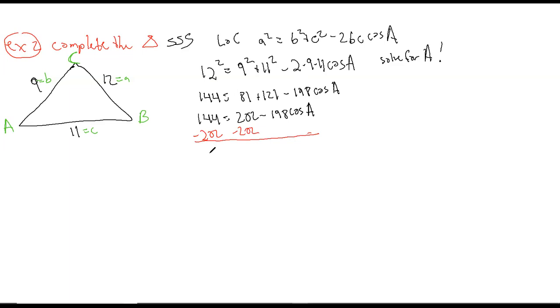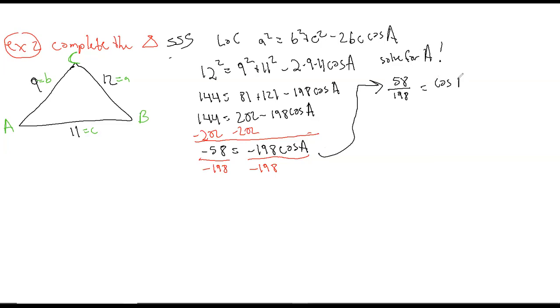144 minus 202, that's negative 58, equals negative 198 times the cosine of angle A. We're still trying to solve for A. We got a number in front of it, so we're going to divide. It's negative, so make sure you divide by the negative. So the negatives will cancel on all the sides. Let me just move up here because I'm going to run out of room. The 58 over 198, yeah, it reduces. I'm not going to worry about that because it's going in a calculator anyways, equals the cosine of angle A. Then we're going to do our inverse cosine of both sides.